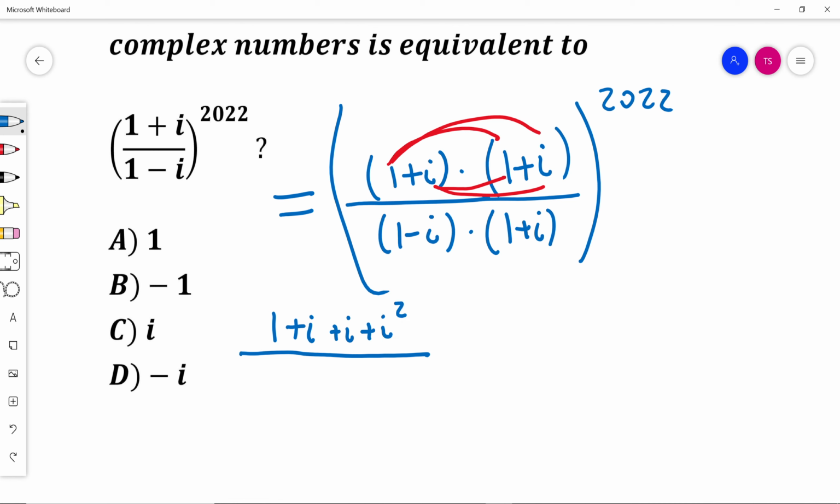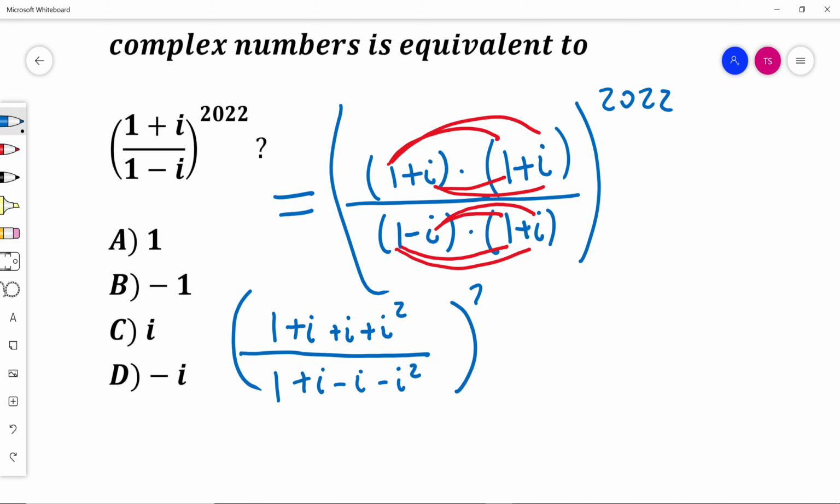And similarly in the denominator, when I multiply those brackets, let's say I don't know formulas, I will do it slowly. 1 times 1, 1 times i, negative i times 1, negative i times i. So then I will get 1 plus i minus i minus i squared, and all of this will be to the power of 2022.